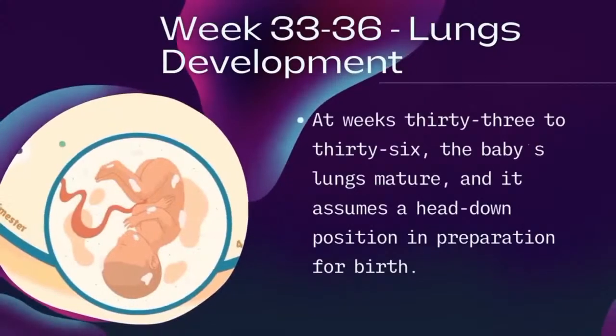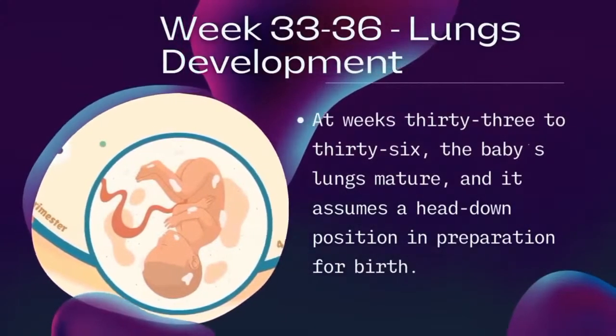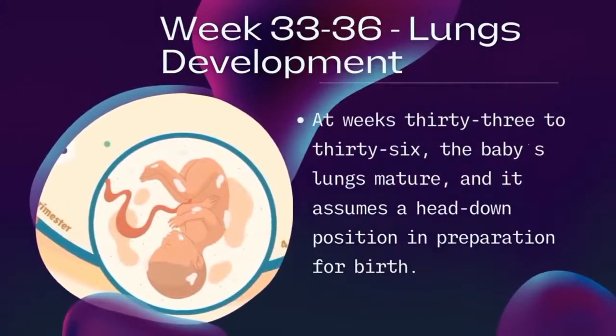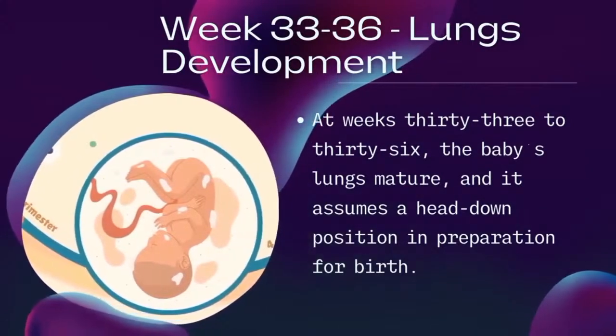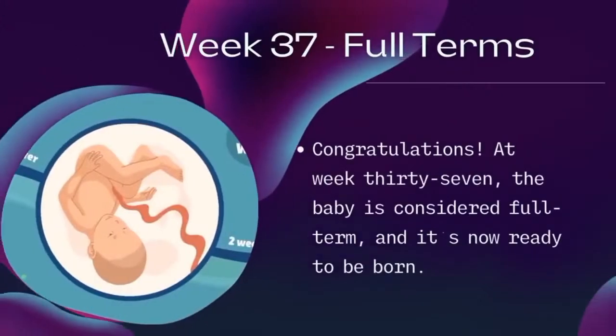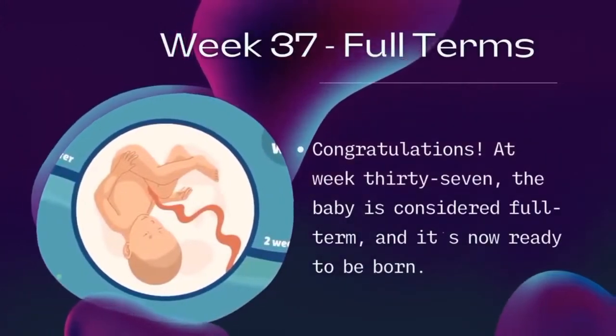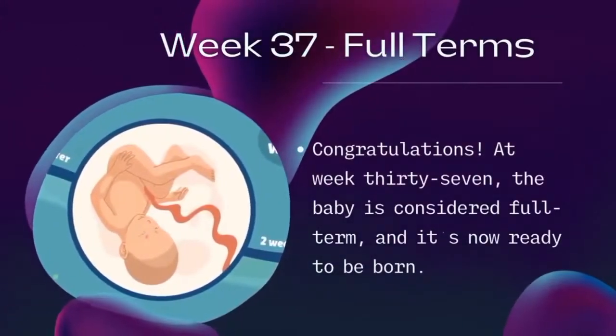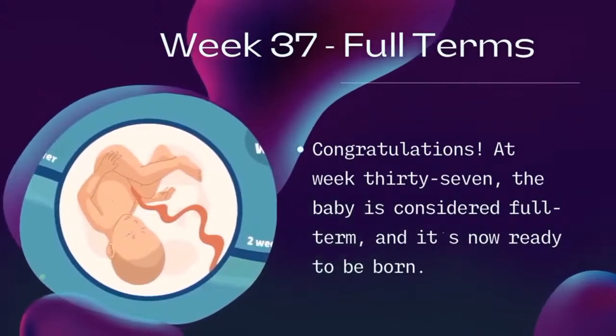Week 33-36, Lung Development. At weeks 33 to 36, the baby's lungs mature, and it assumes a head-down position in preparation for birth. Week 37, Full Term. Congratulations! At week 37, the baby is considered full term, and it's now ready to be born.